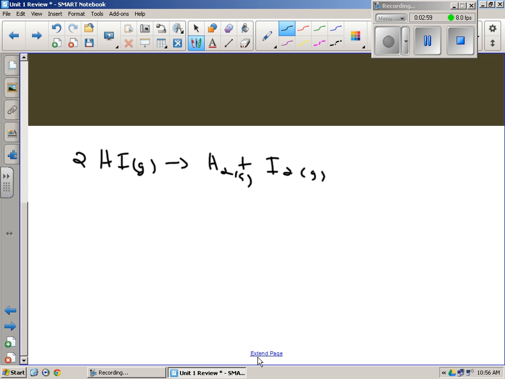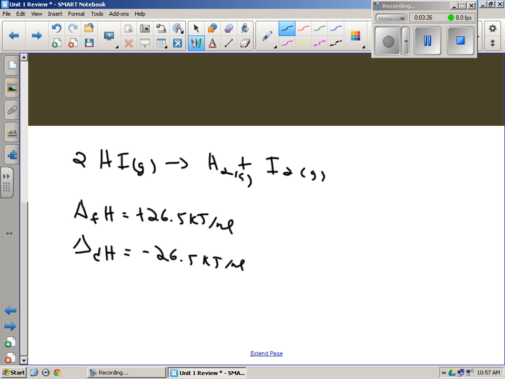We're going to look up, once again, this is for decomposition. So in your data booklet, you'll look up delta fH. Delta fH for this particular one here, HI, is a positive 26.5 kilojoules per mole. We're not doing formation, we're doing decomposition. So I'm going to do delta dH, okay, which of course is a negative 26.5 kilojoules per mole.